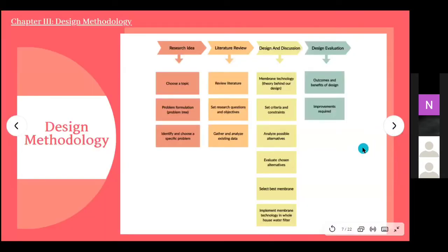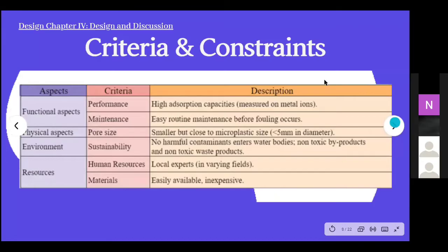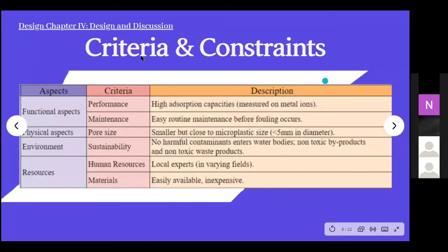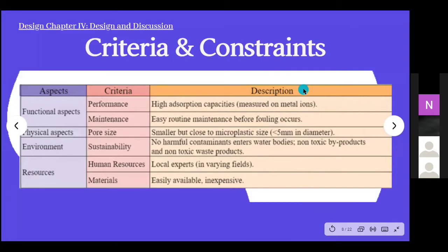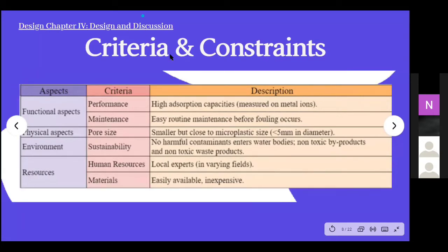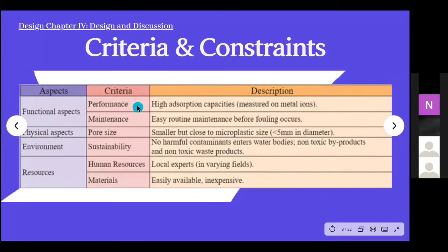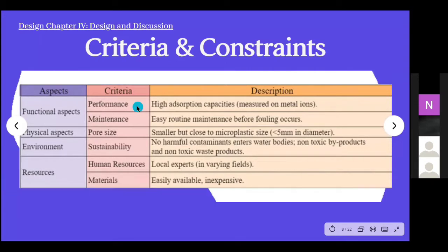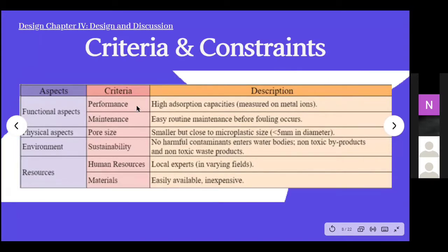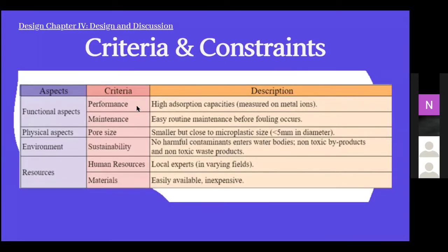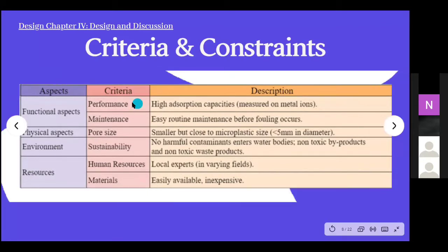Here's the design methodology that we followed. We relied heavily on existing data for our research and design. Getting to our design, the following are the criteria and constraints. The performance criteria is measured by adsorption capacity. The data for these capacities is every nanomembrane's adsorption capacity for metal ions or dyes and other organic pollutants.